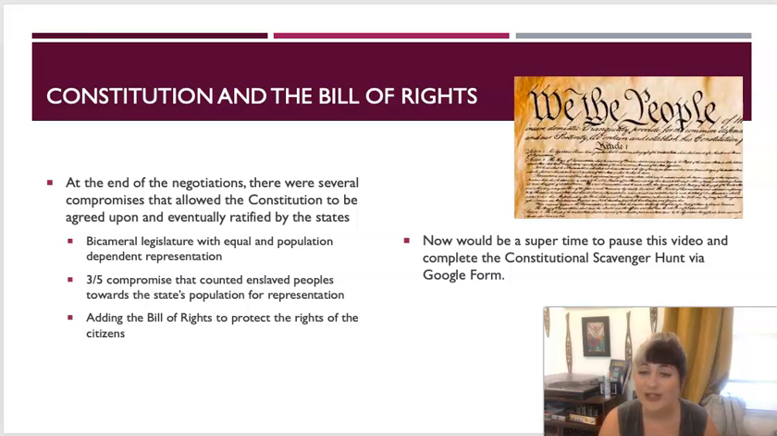So now would be a super time to go ahead and pause this video and go work on your constitutional scavenger hunt via Google Form. So what I did was I found a more simplified version of the Constitution that's a little bit easier to read and to look over, and then I've created a Google form that's going to have questions for you about the articles, so about the setup of the 3 branches and the responsibilities, and then about the amendments, which of course are going to include the Bill of Rights, tell you what your different rights are and all that kind of stuff. So go ahead and pause for me here, and then you can go open that Google form when you go to the assignment.